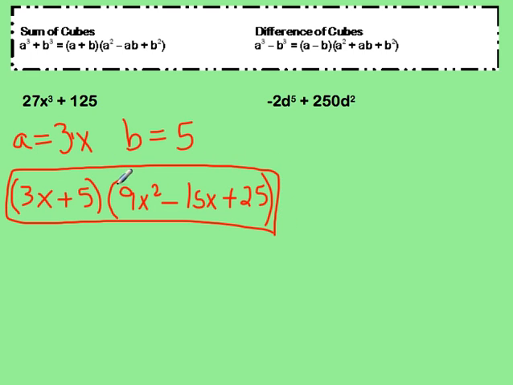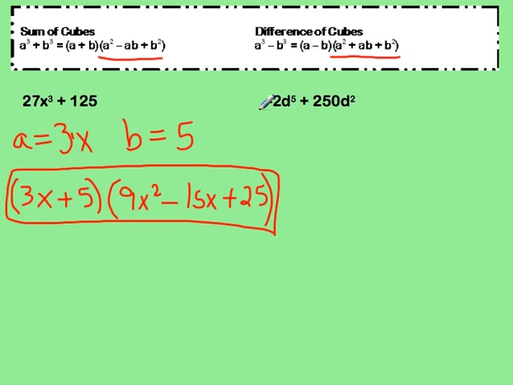Now, this right here looks like something that you could double bubble. Once you've done a sum or difference of cubes formula, you will not be able to factor either of these last two. And that's only if you've done the sum or difference of cubes formulas.